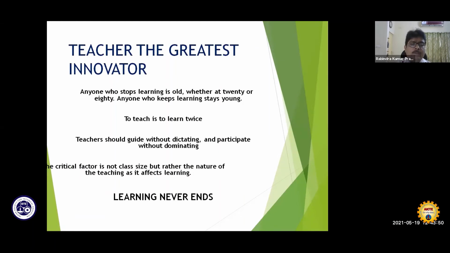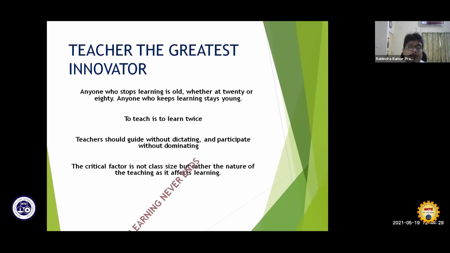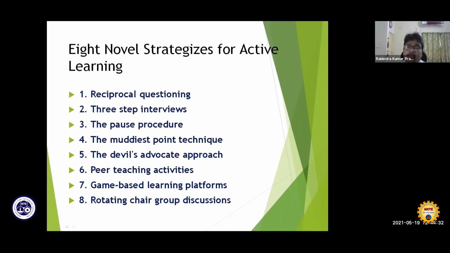But we have also observed that the critical factor is not the class size, but rather the nature of the teaching as it affects learning. Many times you can manage a large or big class, but if the nature of teaching is not interesting, not meaningful, not impactful, no lessons will be imparted to the students. Therefore, a teacher has to be very, very careful while imparting learning and adopting any learning technologies.